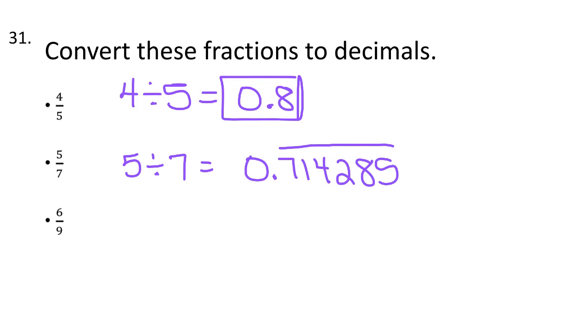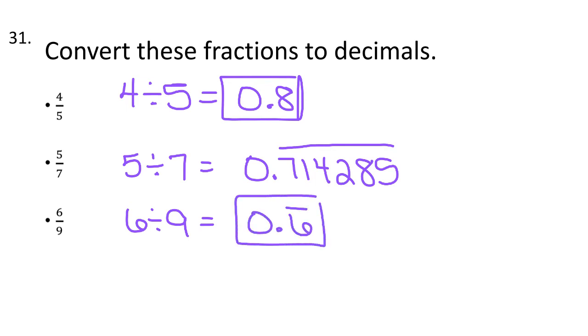And our last one is 6 divided by 9. And this is equivalent to the decimal 0.6 repeated. So to convert a fraction to a decimal, divide your numerator by your denominator.